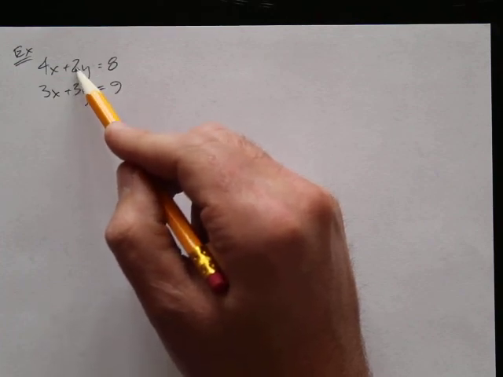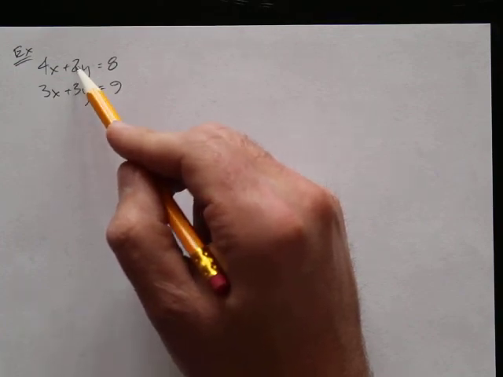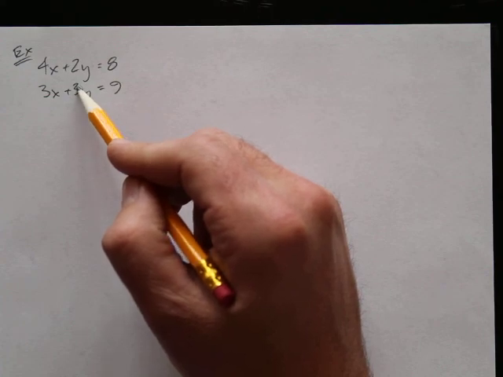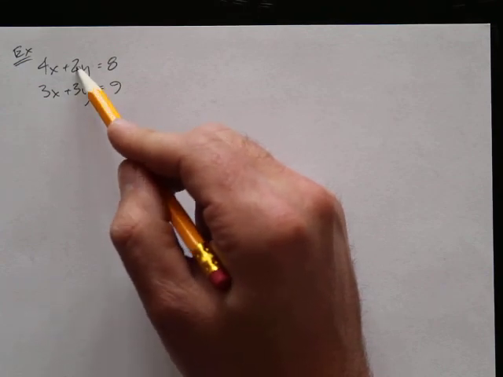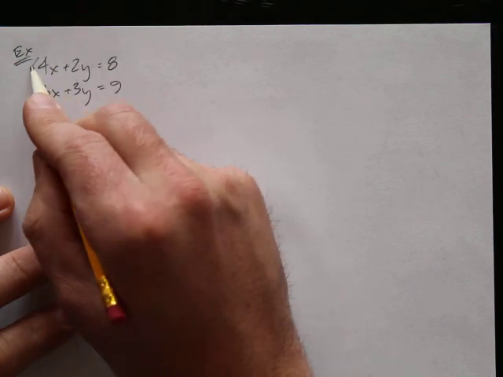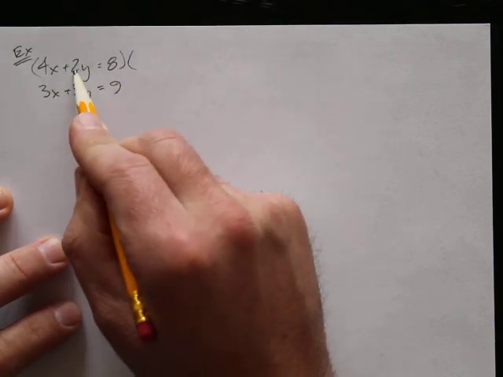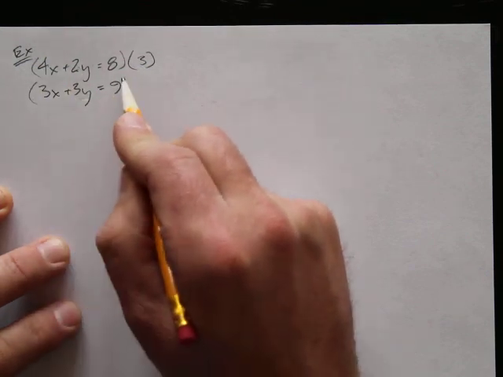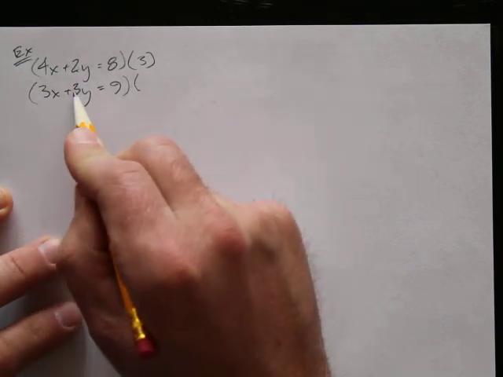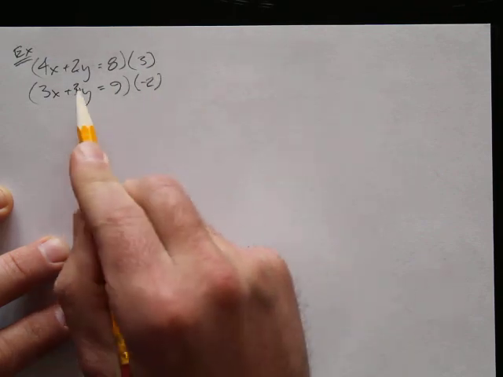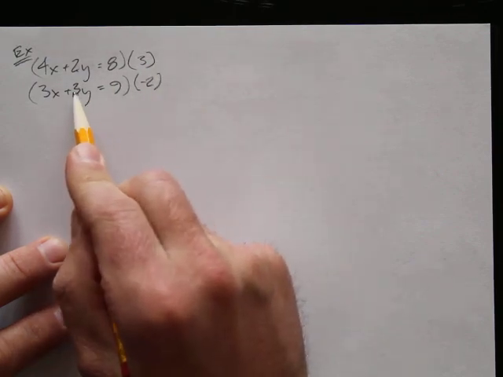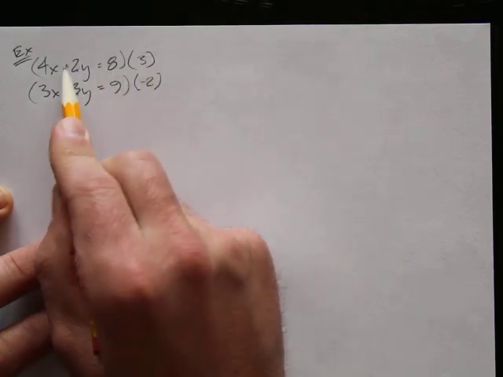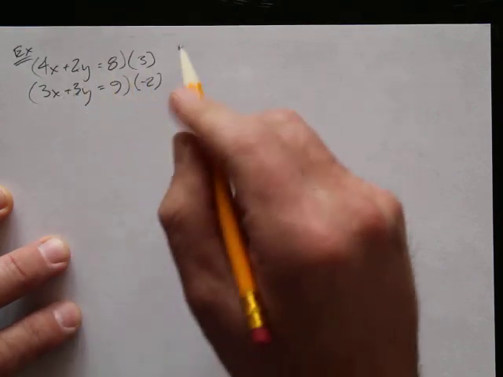So if I multiply 2 by 3, I get 6. If I multiply 3 by 2, I get 6. Okay, so I'm going to go for 6 y's here. And one of them needs to be negative. So for this one, I multiply by 3 in order to get to 6. And for this bottom one, I need to multiply by negative 2 in order to make this 3y negative 6y. So I need to multiply the top by 3 and the bottom by 2.